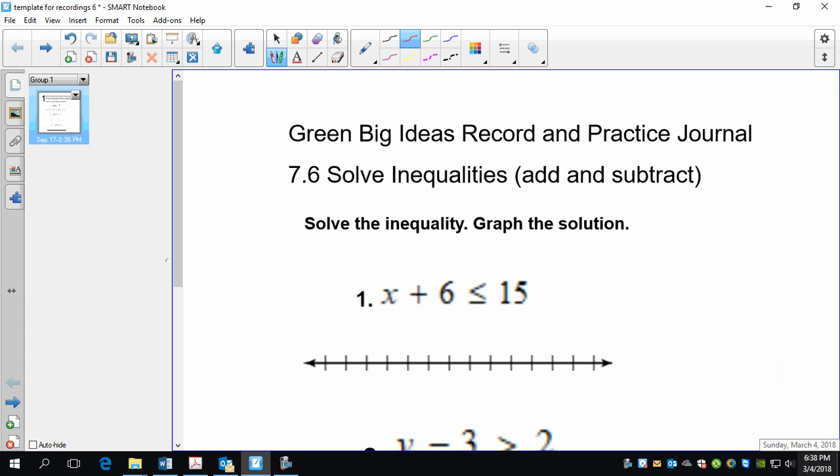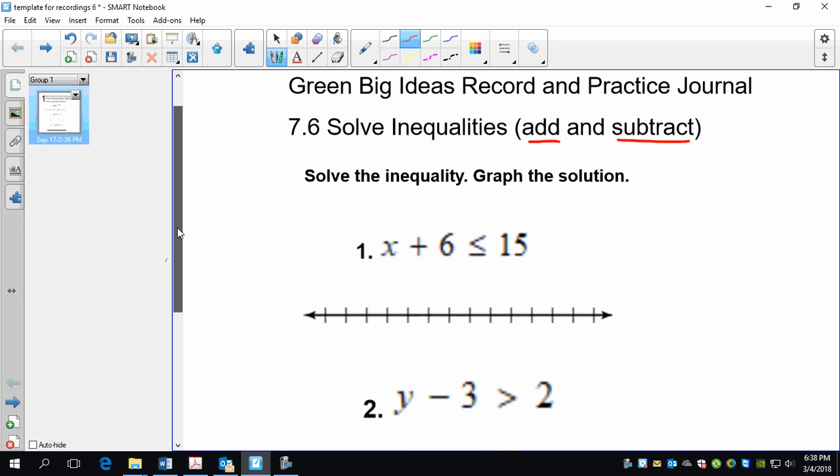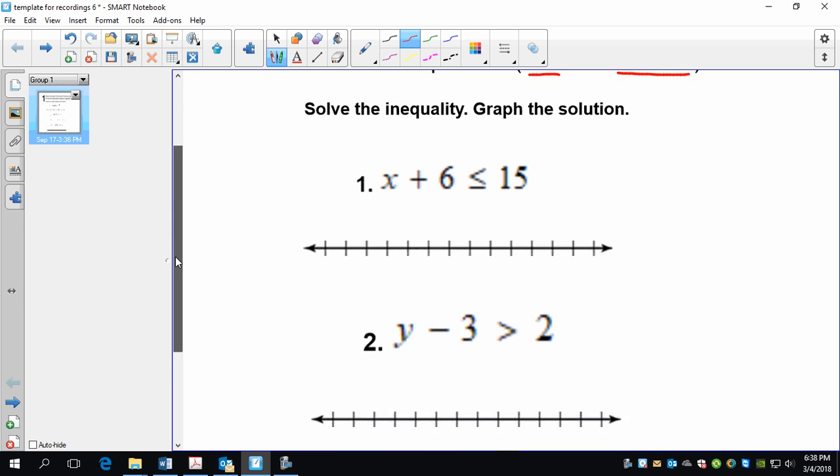Okay, we are working in the green Big Ideas Record and Practice Journal, and we are doing 7.6 today, and we're solving inequalities, and specifically we're looking at adding and subtracting with our solutions. So the directions say solve the inequality and then graph the solution.